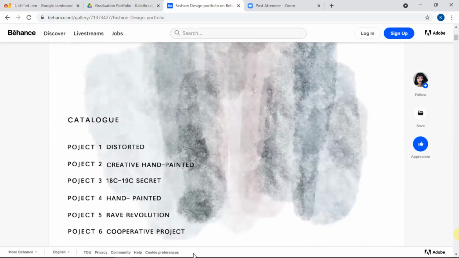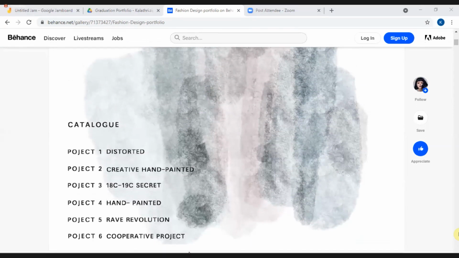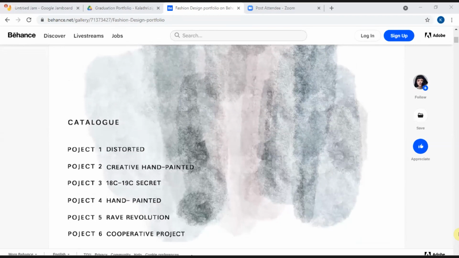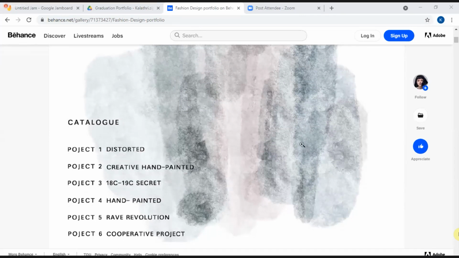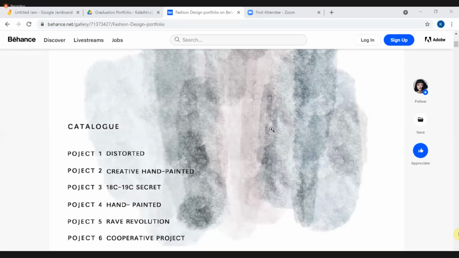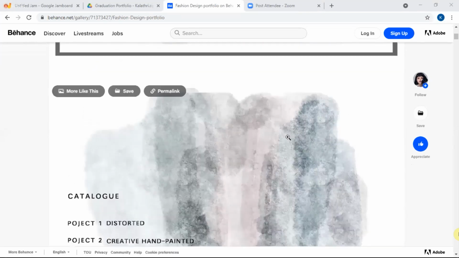Anything you want to ask? Are you clear about the design process, the stages? Okay, I'm moving. Can you see my browser now? Yes, madam. Okay. This is another fashion portfolio again.